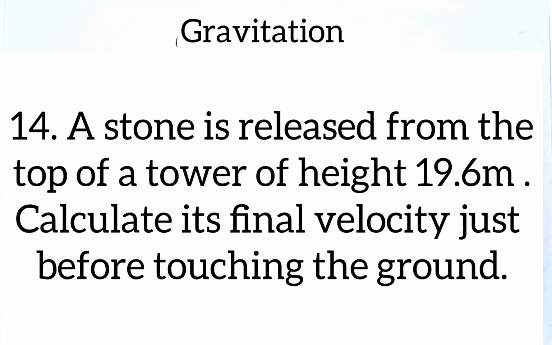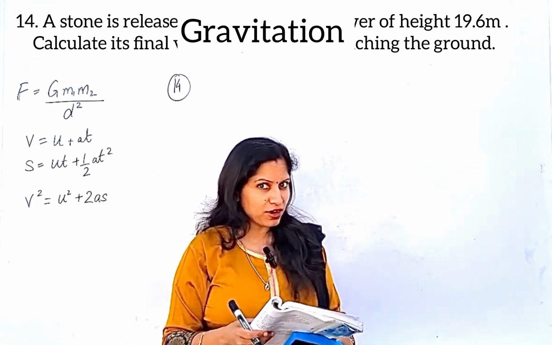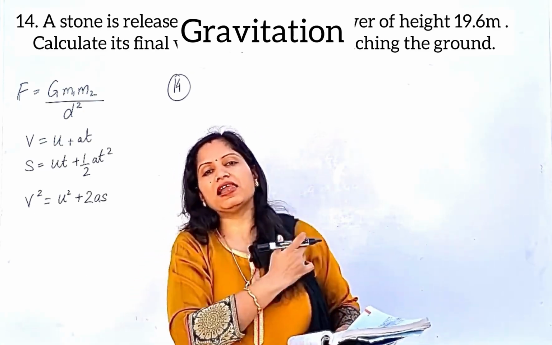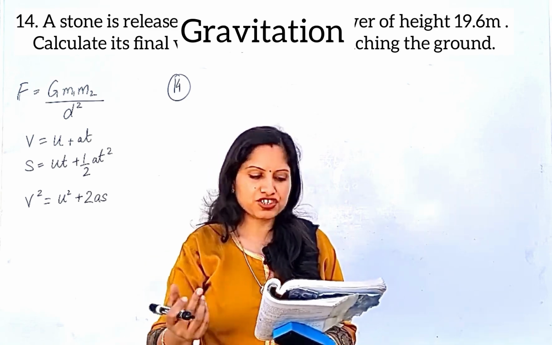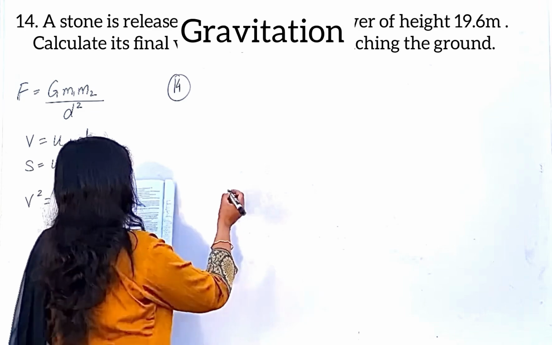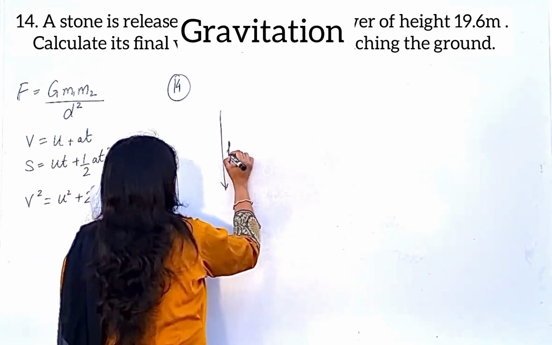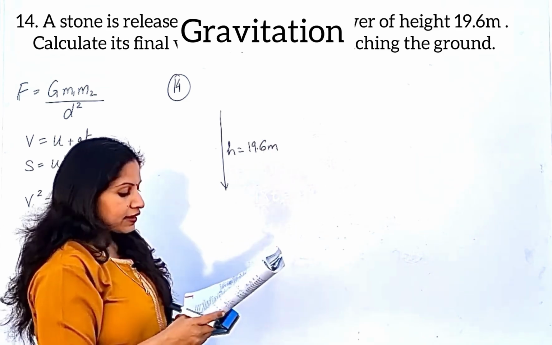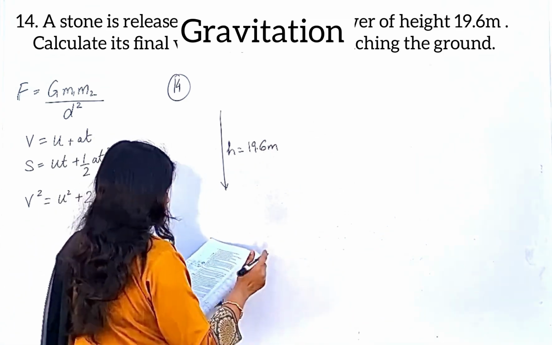A stone is released from the top of a tower of height 19.6 meters. I told you, whenever 19.6 or 49 is there, then you have to use the small g value as 9.8. That will make your calculations easier. So height is given, 19.6 meters. Calculate its final velocity just before it touches the ground.